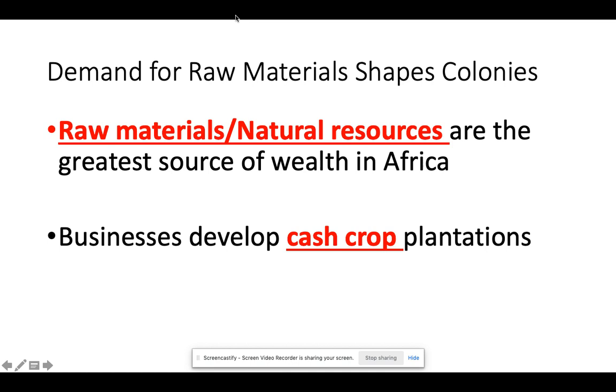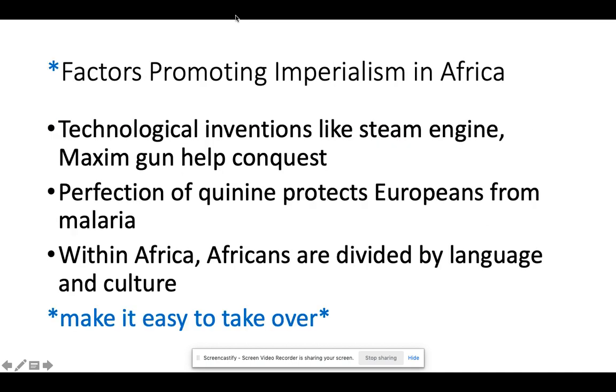And we also start to see the development of cash crops and these cash crop plantations. And we know from our previous section in Southeast Asia that that's going to lead to brutal cheap labor. It's going to lead to food shortages, famine, and starvation. So we're going to see the same thing playing out right here within Africa.